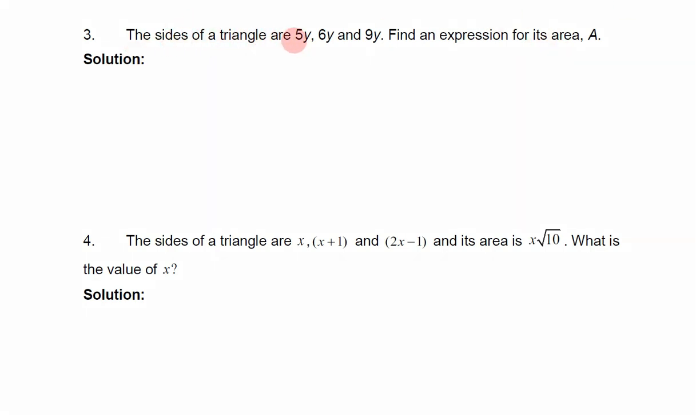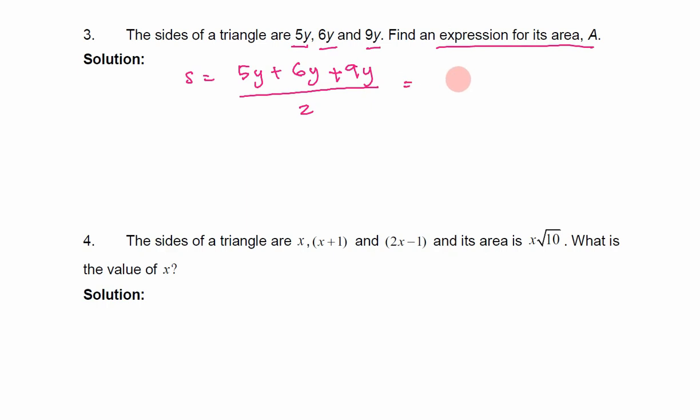Okay, the sides of the triangle are 5y, 6y, and 9y. Find the expression for the area. So it's just follow 5y plus 6y plus 9y. Don't worry about the unknown variable. Just write and do as usual. So as you add all, you will get 10y. Okay, substitute in the formula.